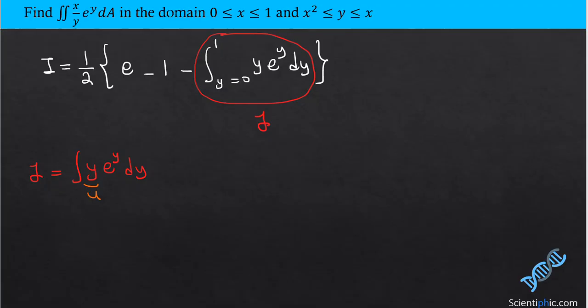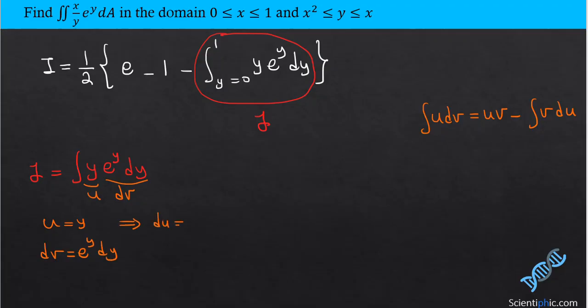And I'm gonna call this one dv, and we know that integral of u dv is uv minus integral of v du. So if u is y and dv is e to the power of y dy, from here I have that du is equal to dy, and from here we have that v has to be e to the power of y. That means that this integral is, as I said, uv minus the integral of v du.